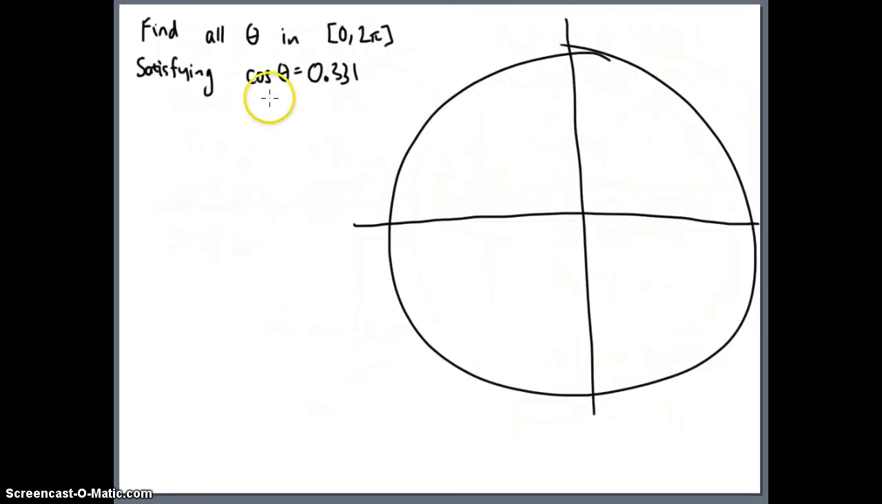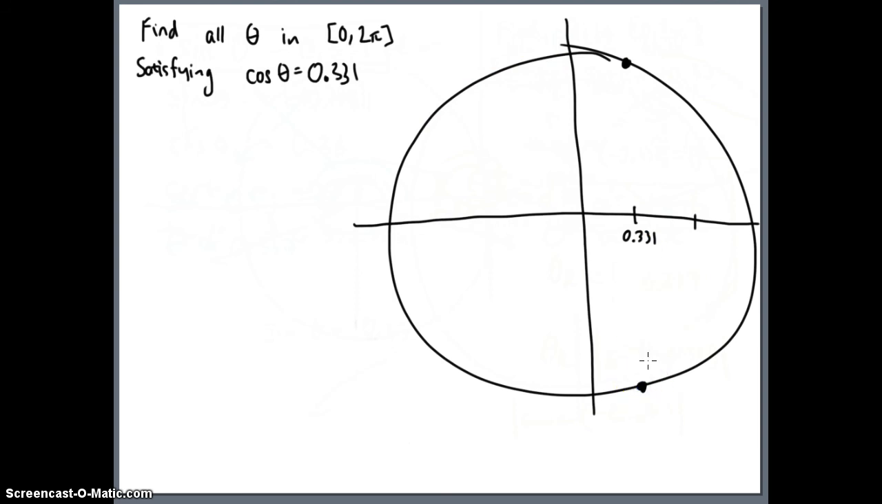Okay, same sort of deal for cosine of theta equal to 0.331. Now we're looking on the x-axis, and I've tried to split this into 3 equal sized pieces. So here's approximately 0.331. Here's one point on the unit circle where the x-coordinate is about 0.331. The other point is not going to be over here, where the x-coordinate's negative on this half. But there's going to be another point down here.